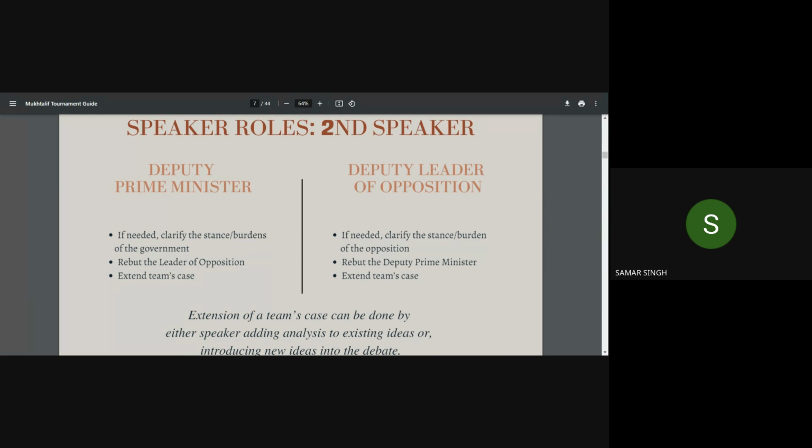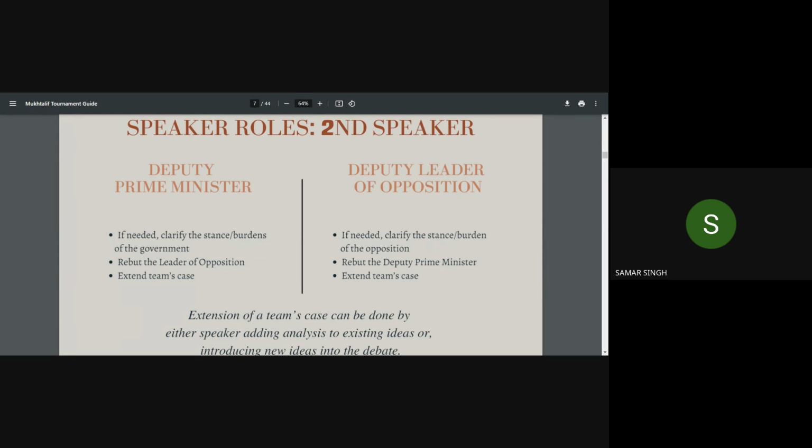And if you could read the first point, if you need to clarify the stance and burden of the government. Let's say your leader of opposition came in and found some flaws and asked a couple of questions to the government. Then the deputy prime minister can still defend themselves, can still answer those questions, can still say that the rebuttal the opposition gave is not true and how your argument still stands and is better than the others. Extend team's case, meaning give more arguments.